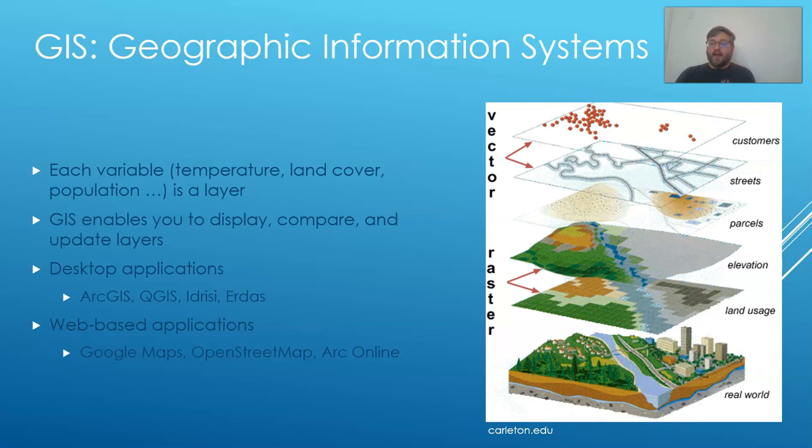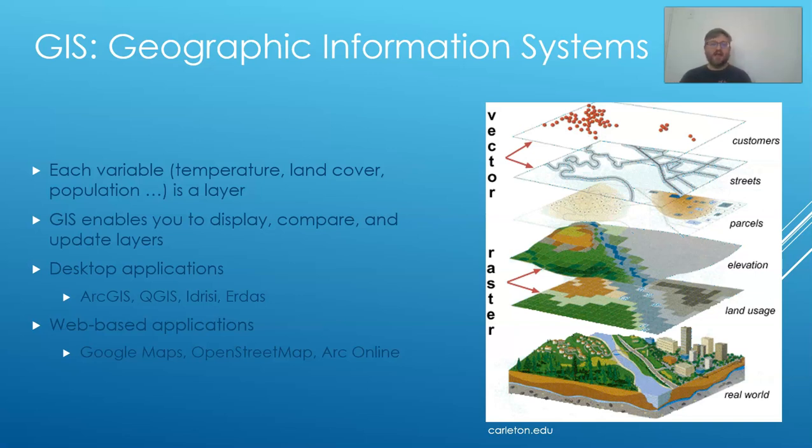In the old days, before we had computers to do this, we used to actually print out maps on clear plastic sheets and literally stack them up as layers to do some of these kinds of analyses. Now we can do this all on a computer. It's much easier. So we can display that data, we can compare different data layers, we can update them as new data comes in, etc.